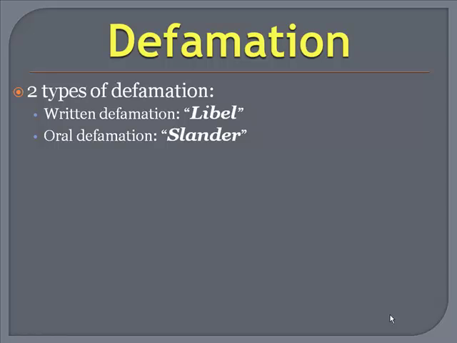So 2 types of defamation. If it's a written defamation, it's called libel defamation, oral defamation, slander defamation. In the case, for example, of Mike Leach versus Texas Tech, Mike Leach accused Texas Tech of libel and slander defamation. So you can have both. If you write something which could harm the reputation of somebody and also you talk about it and it's published, then it becomes libel and slander, okay?